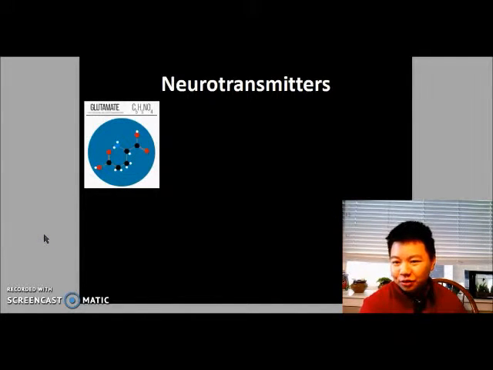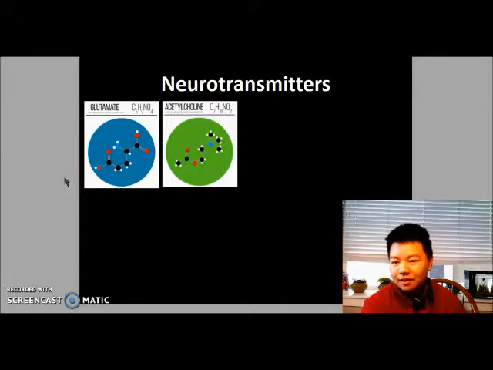Glutamate is the main excitatory neurotransmitter of the central nervous system, so the brain and the spinal cord, and it's used in all sorts of different functions. Acetylcholine is one which is involved in muscle signaling. So acetylcholine is the neurotransmitter that is released when a neuron synapses onto a muscle cell. Acetylcholine is going to open up ion channels that elicit contraction of the muscle.